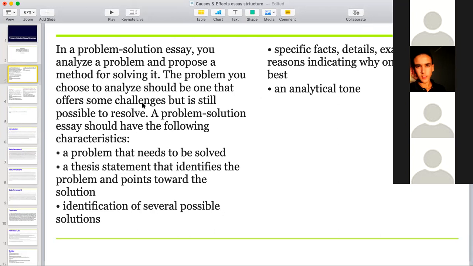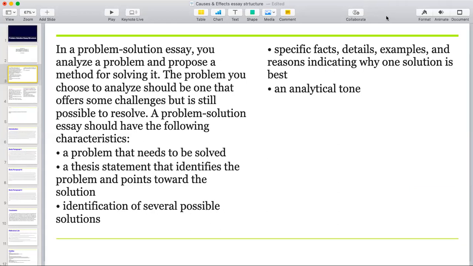Okay? A problem solution essay should have the following characteristics. First of all, a problem that needs to be solved. So everyone needs this problem to be solved. There's a need for solving it. A thesis statement that identifies the problem and points towards the solution, identification of several possible solutions, specific facts, details, examples, and reasons indicating why one solution is the best, and of course, an analytical tone.